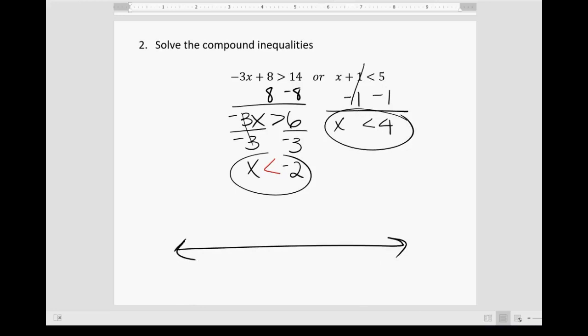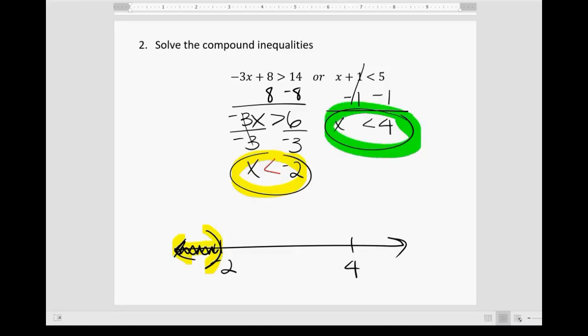Let's graph these. So I'm going to use some colors. Let's make this yellow. So I've got negative 2 and 4. So x is less than negative 2. All of my values less than negative 2 are to the left. And it's not including negative 2 because I don't have a line underneath the less than, so I'm going to use parentheses. So this is x is less than negative 2. And let's look at x is less than 4. All of my values less than 4 are to the left of 4.